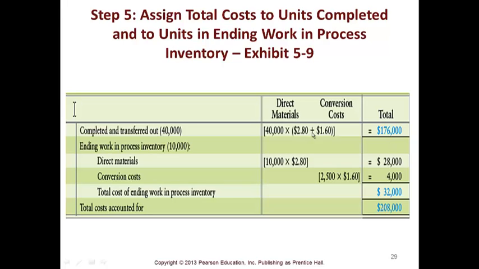In Exhibit 5-9, that's where you have to use the information times the unit. So if you previously calculated the $2.80 and the 160, now they're giving you the direct materials, and you do the math, and you get a total of 176,000. Then they give you the direct material units in ending work in process, and they give you the conversion cost in the conversion units in ending work in process. So you multiply the two steps out, and you have your total cost of ending work in process, and you add the two together, and you get total cost accounted for.